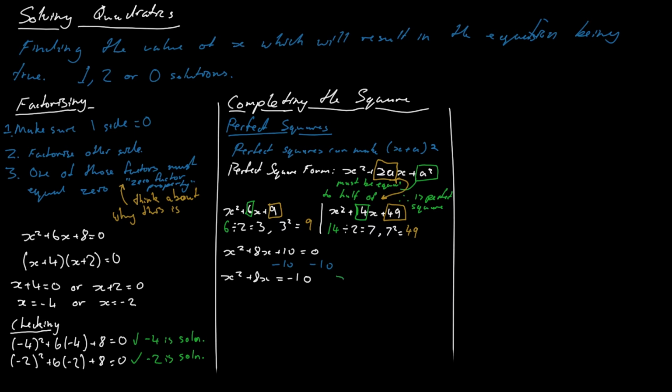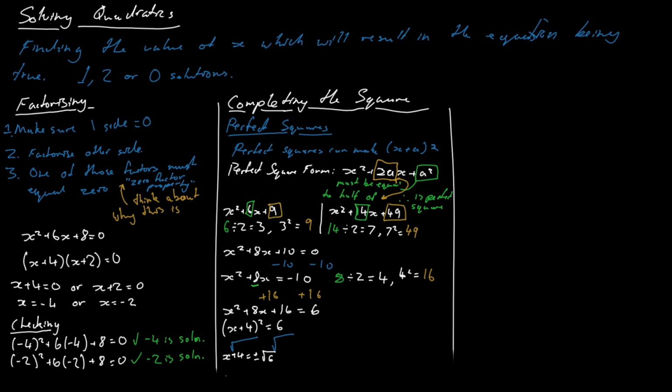We take the coefficient, in this case 8, halve it, which gives us 4, and then square it, which gives us 16. So we need to add 16 to both sides to get our perfect square on the left hand side. So we have x squared plus 8x plus 16 is equal to 6. Then we can factor out the left hand side into a perfect square. So x plus 4, all of that squared, is equal to 6. Then we can simply take the square root of both sides, which is x plus 4 is equal to plus or minus root of 6.